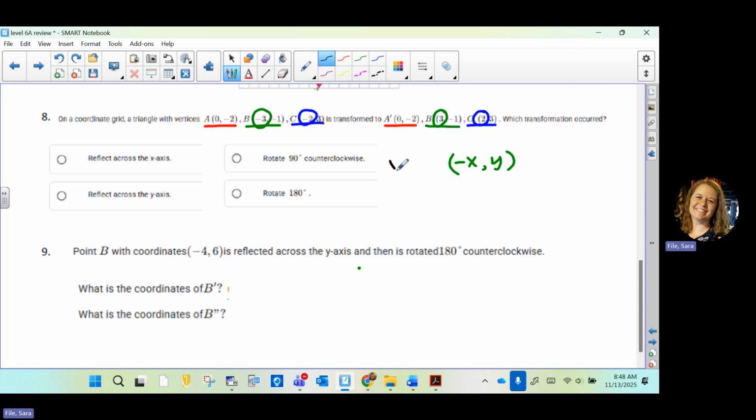So if you know the rule, you can look on your list and look for, okay, which rule makes x change sign, but y stay the same? Does anybody know it without going to look?